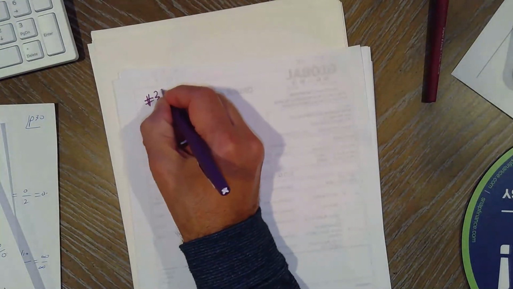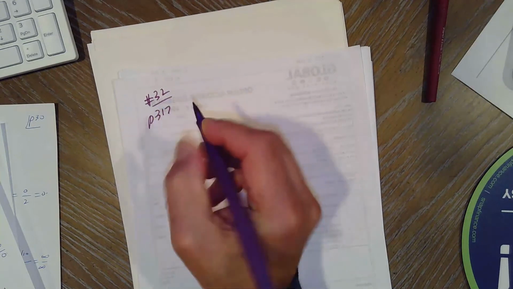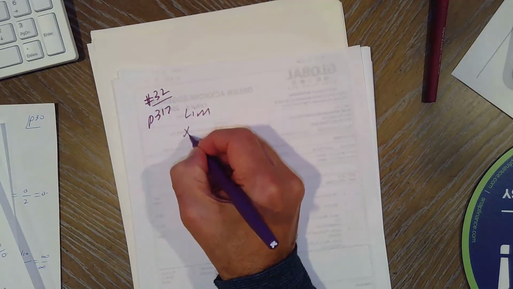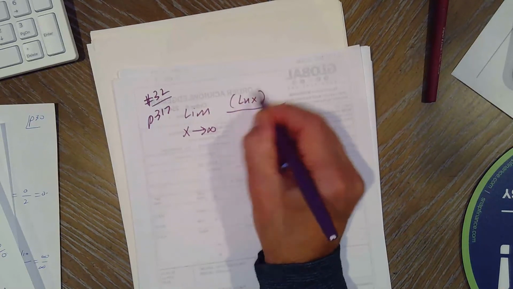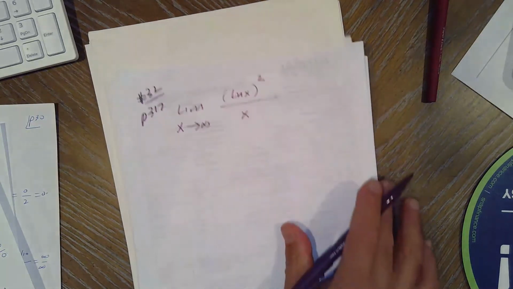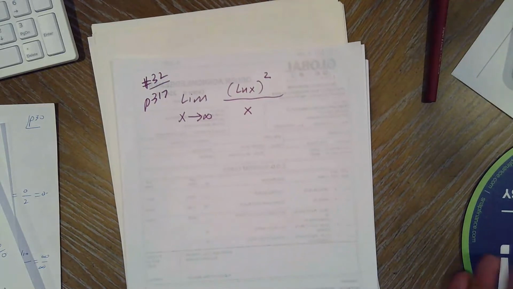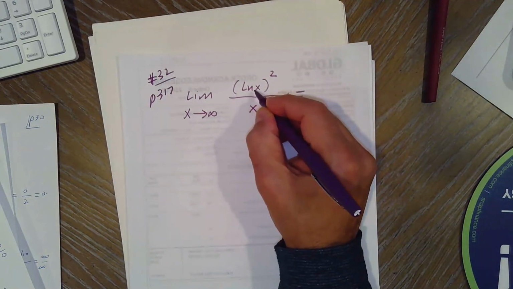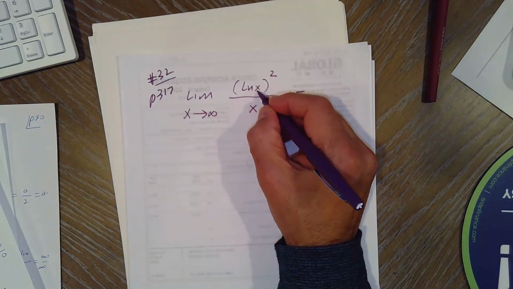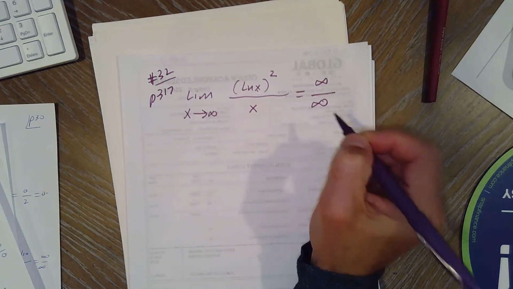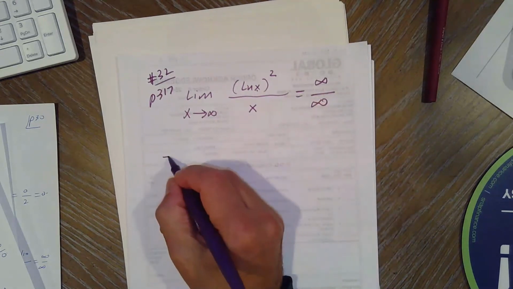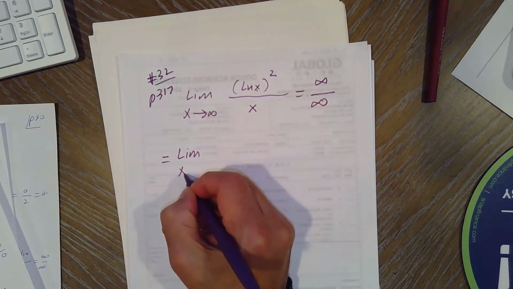32, page 317. So what's the limit as x goes to infinity of ln of x squared over x? Again, we always try to do it without any rules. We put infinity in there, so we get ln of infinity is infinity. Infinity to any power is infinity, over x is infinity. So it's indeterminate. So we do L'Hopital's rule.